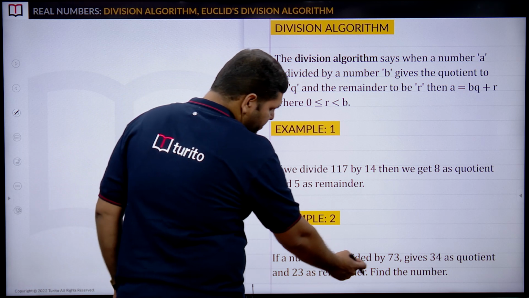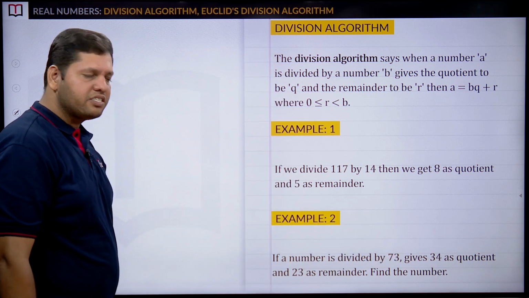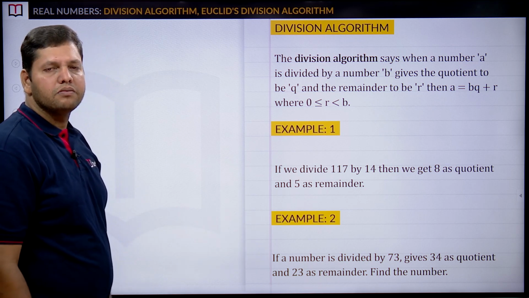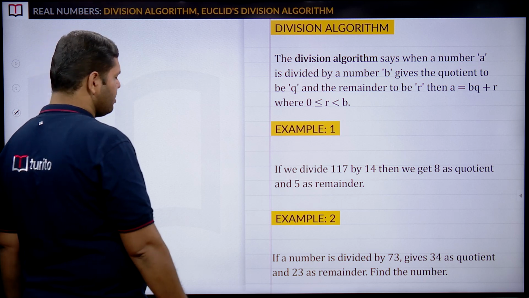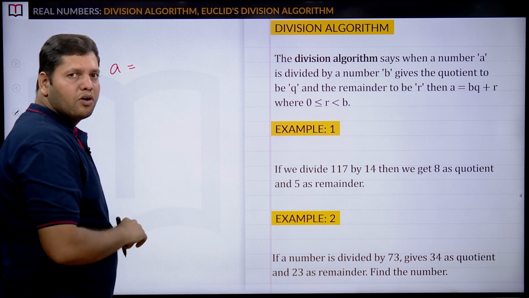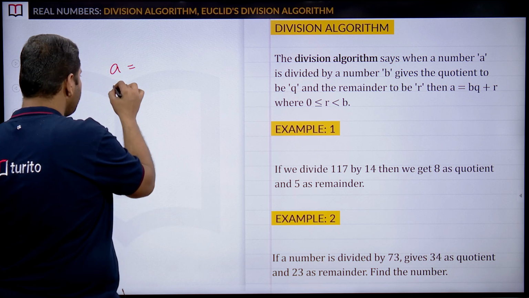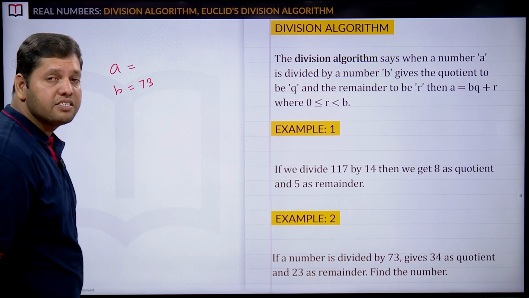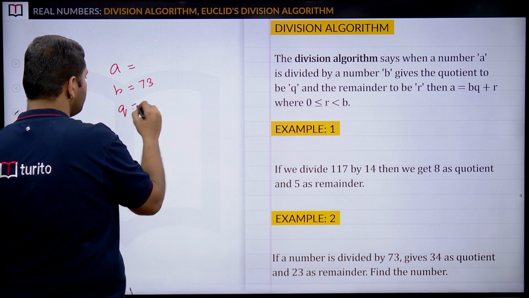If a number is divided by 73 and gives 34 as a quotient and 23 as a remainder, then find the number. So what is it, children? If a number is divided by 73, I am taking the number as A. I don't know the number. Dividing with what, children? 73. Can I say B is equal to 73 here? I have told you already, B is the divisor.